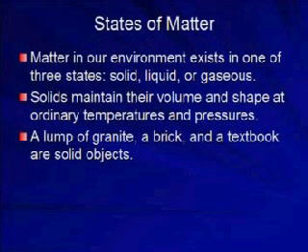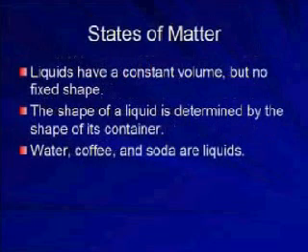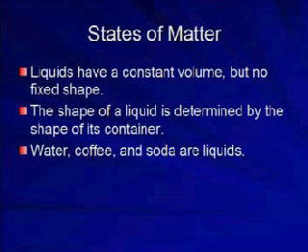States of matter. Matter in our environment exists in one of three states: solid, liquid, or gaseous. Solids maintain their own volume and shape at ordinary temperatures and pressures. A lump of granite, a brick, a textbook, all are solid objects. Liquids have a constant volume but no fixed shape. The shape of a liquid is determined by the shape of the container. Water, coffee, soda are all examples of liquids.